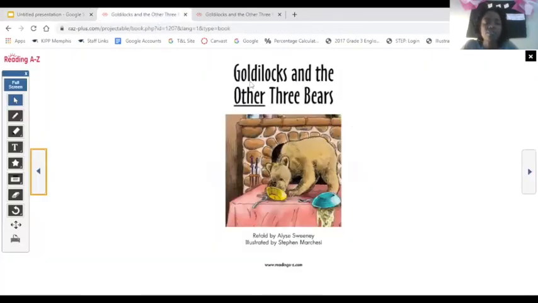Now, here's our story we're going to be reading today. Remember, we're comparing and contrasting what's the same and what's different. Before we start, let's preview our text to see and predict what do we think is going to happen.